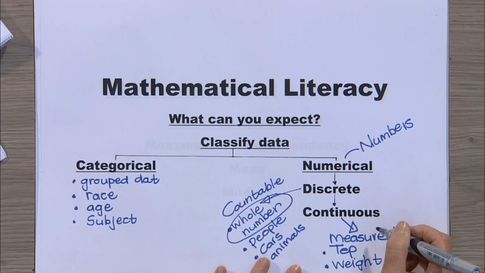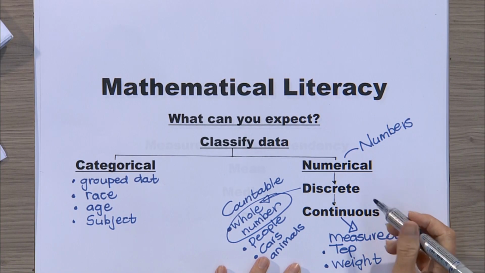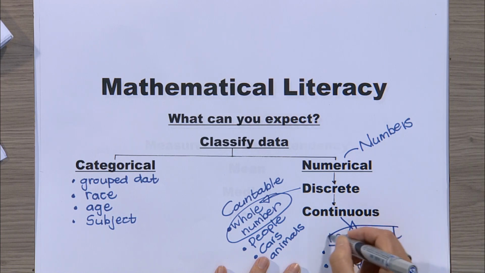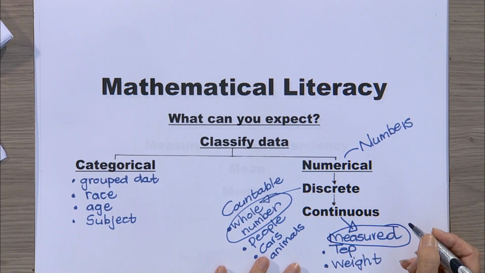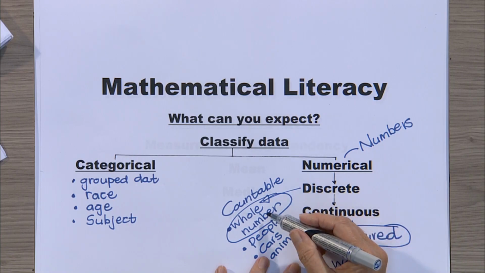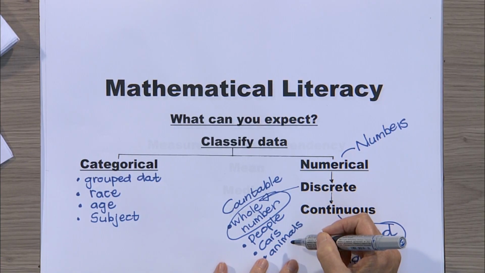So this continuous data is everything that we can measure. In other words, you will have a comma in it. It won't be whole numbers. It will be numbers with commas. That's why we say it is data that we can measure, where discrete data is whole numbers, because people and cars and animals are involved.